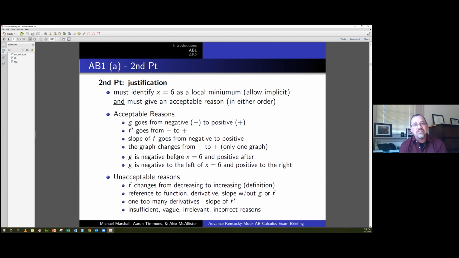Just two more things here, right? One, too many derivatives. We might see the student talking about the slope of f prime when really they need to be talking about f prime or the slope of f. And then, right, imagine there might be other insufficient, vague, irrelevant, incorrect reasons. So different things that could happen there. So we'll be looking for these acceptable reasons for a justification.